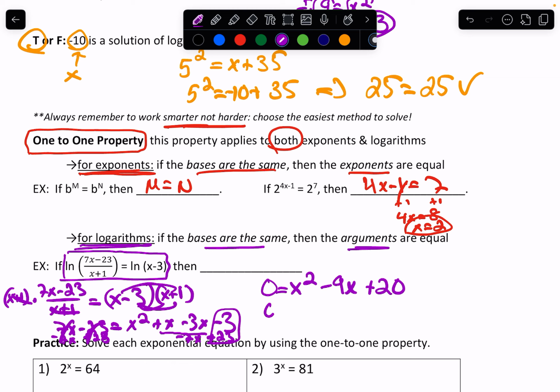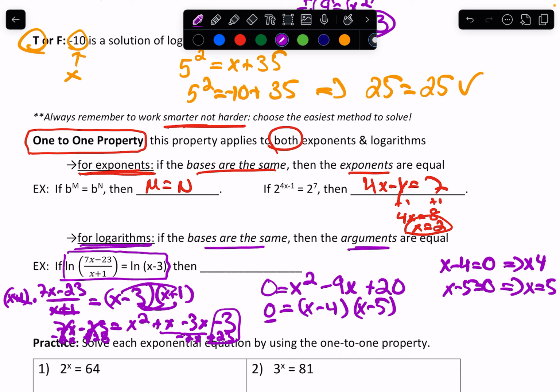So now we're going to factor this, and our factors are going to be x minus 4 and x minus 5. These are set equal to 0. So x minus 4 equals 0, which gives us x equals 4. And x minus 5 equals 0. So x equals 5, and that should be an equal sign. Okay, so to answer our question, we can write it as a set, 4 or 5 inside the braces, or we can give it as x equals 4 and x equals 5.